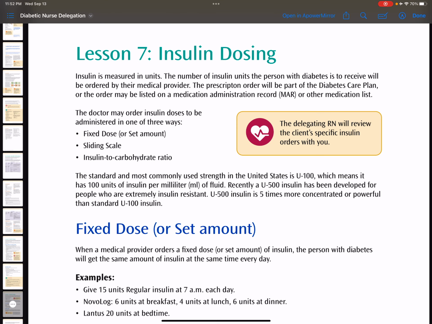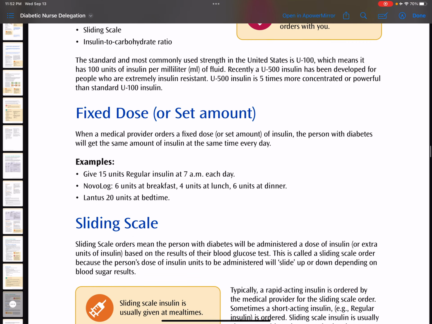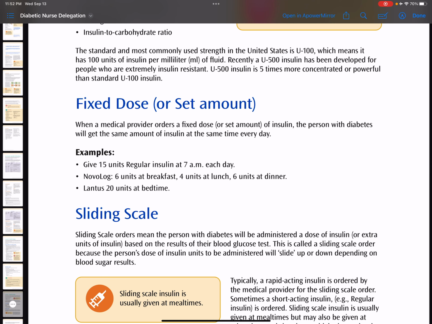The doctor may order insulin dose to be administered in one of 3 ways. One is a fixed dose or set amount. When a medical provider orders a fixed dose or a set amount of insulin, the person with diabetes will get the same amount of insulin at the same time every day. Example, give 15 units regular insulin at 7 a.m. each day, the same thing.